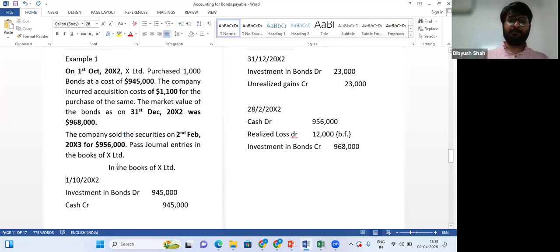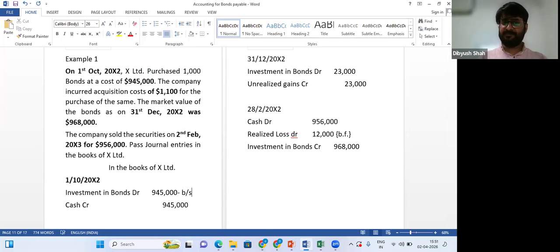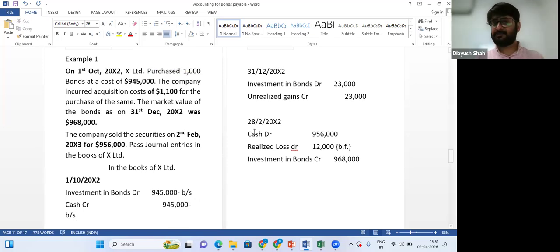So see, in the books of X Limited, the first entry is passed on the date of 1st of October 2002. First, you pass an entry for recording the acquisition. So investment in bonds, debit, cash, credit, $945,000. Here, I have recorded the acquisition of bonds. Both are balance sheet items. This will increase an asset and this will decrease an asset in my balance sheet.